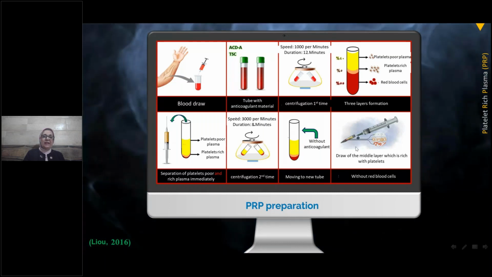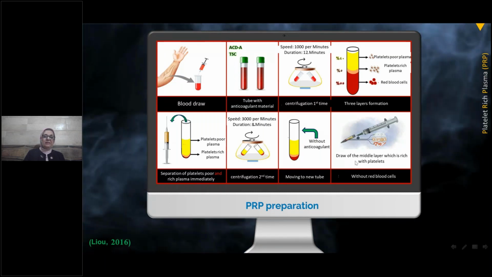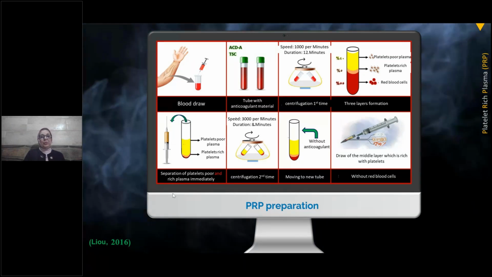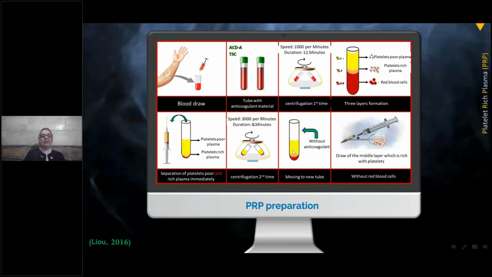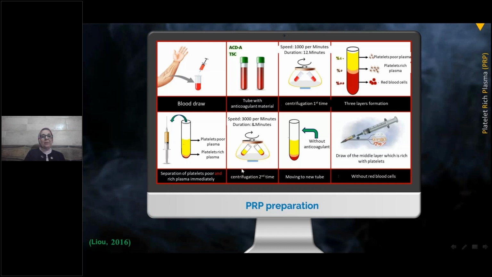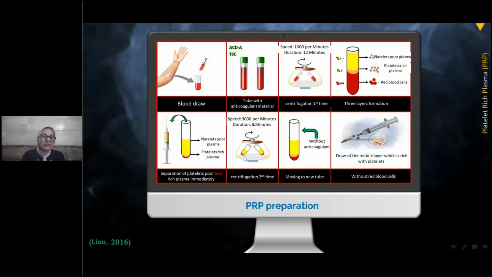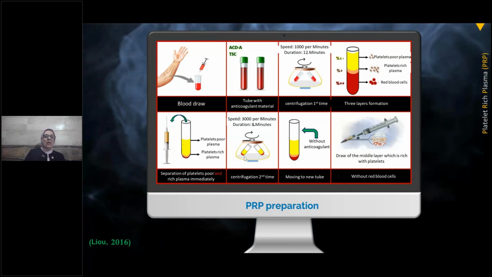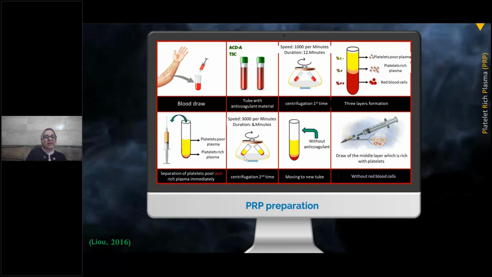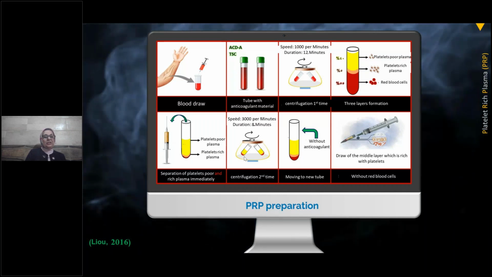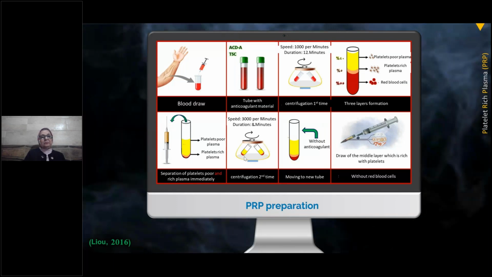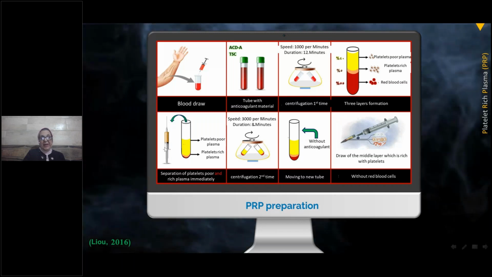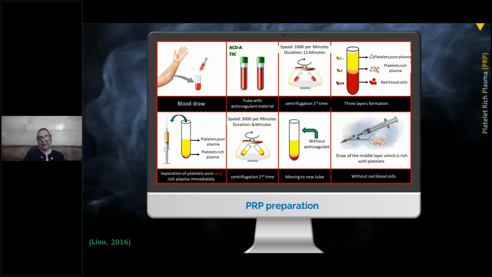Then we draw the middle layer, which is rich with platelets without red blood cells, and move it to a new tube without anticoagulant, and then centrifuge for the second time at a speed of 3000 rounds per minute for a duration of 8 minutes. Then we will have separation of platelet-poor and platelet-rich plasma immediately. And then we have plasma rich in platelets, ready for injection.